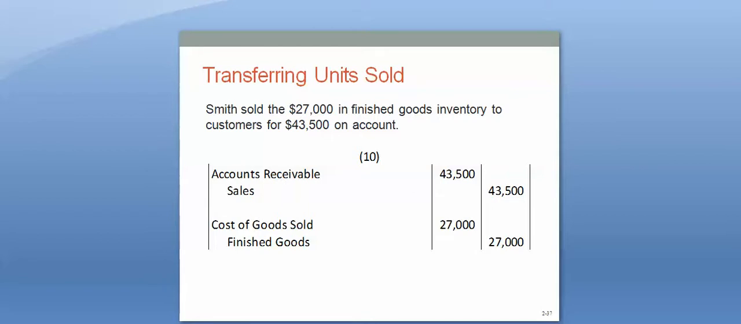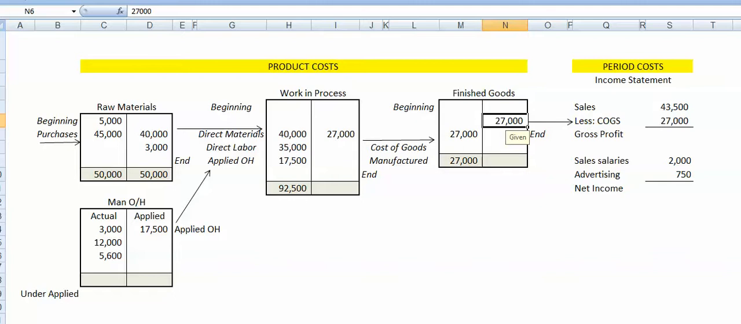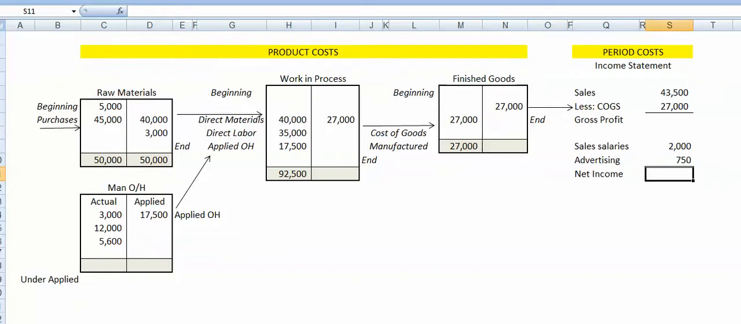And that's the revenue side of our transaction. And now we want to match our costs with that. So we will credit finished goods for $27,000 and debit cost of goods sold for $27,000. And we can see on our flow diagram the costs coming out of finished goods and into cost of goods sold. Let's go ahead and finish off our flow diagram.